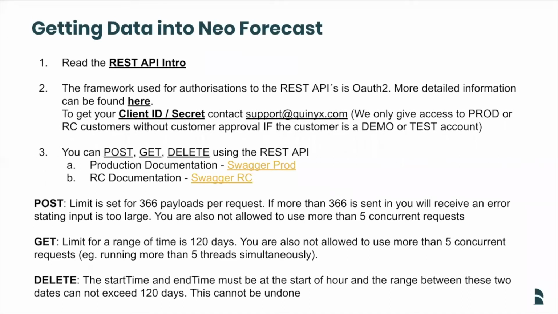Not expecting you guys to take that away from here, but just to give you a very quick overview, we are moving to REST API, like I said, but we are then with that for posting of data, deleting data, or getting data for Neo Forecast, we will then actually need to be using a client ID and secret. So that client ID and secret then authorizes those actions through the API. If you are the support contact and you want to obtain those details, if you contact support at Quinix, we are able to provide you with those details to start posting that data.